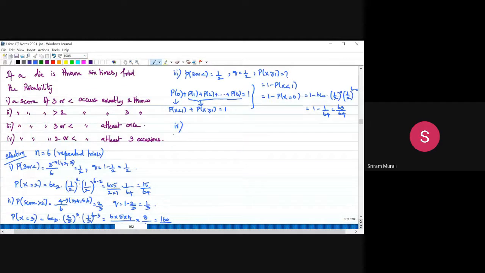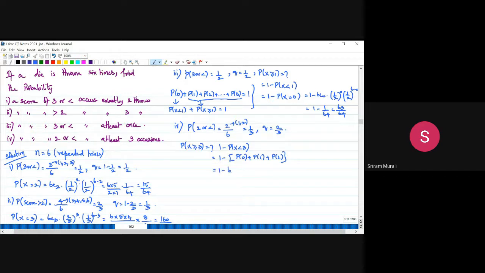Subdivision 4: 2 or less. Your chance of getting 2 or less. 2 or less means in a given 6, it is only 2 by 6. That is nothing but 1, 2. This is 1 by 3. So what can be Q? 2 by 3. Where you have to get at least 3. That is minimum 3. Minimum 3 is 1 minus P of X less than 3. Less than 3, I can write it as 0 plus 1 plus 2. But 3 will not come.